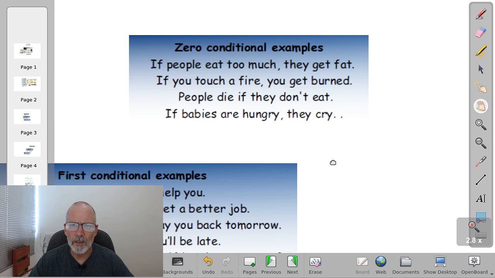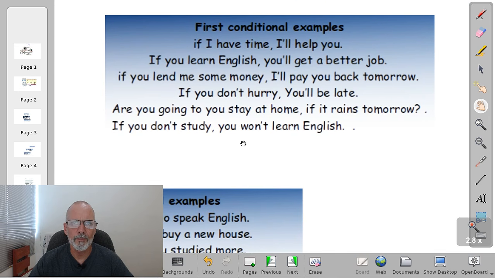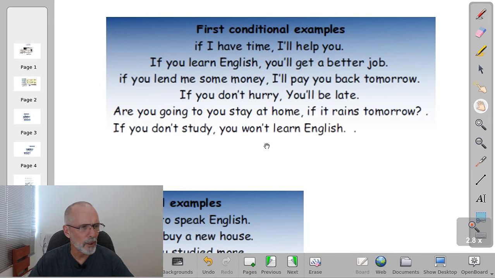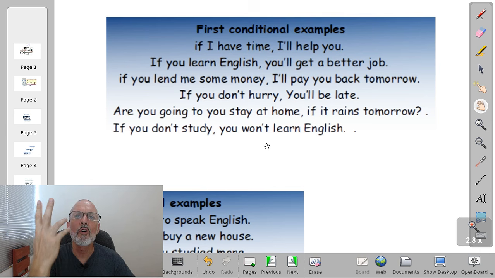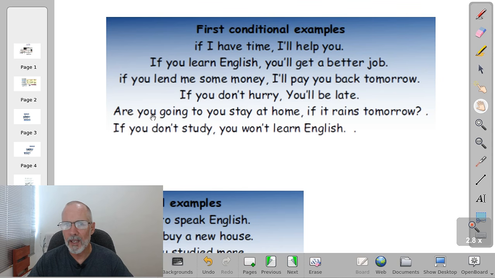Let's look at the next example of the first conditional. Now remember, this conditional is for possible situations now or in the future, real possibilities now or in the future. If I have time, I'll help you. It's a real possibility, and if it happens that I have time, I will help you. Remember, the structure here is present simple in the if part and will plus verb in the result.